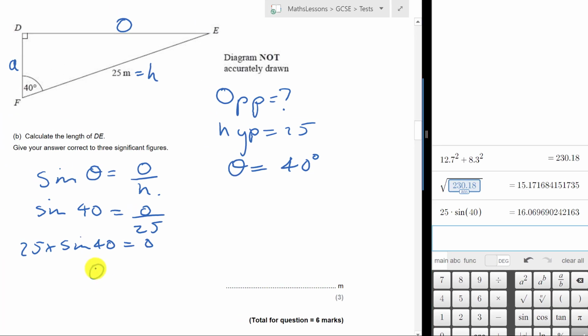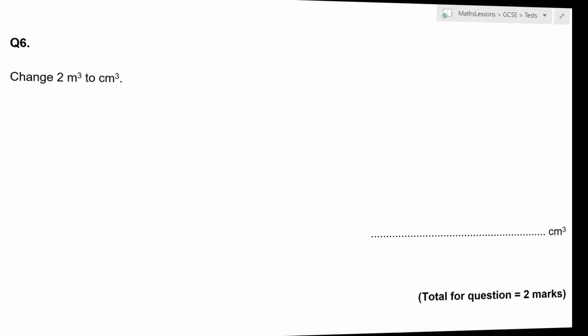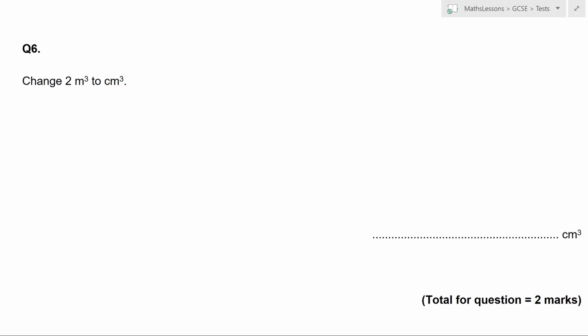So we get O will equal 16.069, and so on. So three significant figures. There's the fourth digit, it's more than 5, so we're going to round up to 16.1 meters.